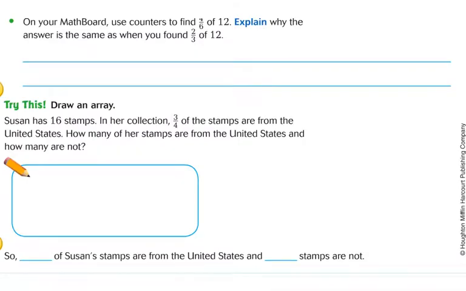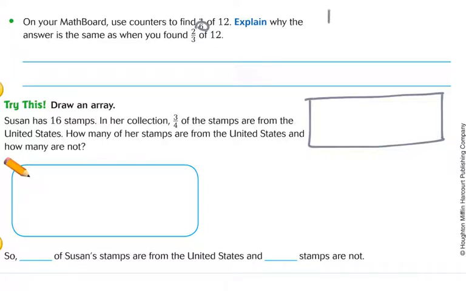Next, it says on your math board, use the counters to find 4/6 of 12. Explain why the answer is the same that we found for 2/3 of 12. So boys and girls, what we're going to do, again, is write on our side over here, and I'm going to mock up a little mini board. It says we have to find the amount of 12. So this time we are going to make not 3 rows, but 6 rows. And why we're using 6 rows is because the fraction's denominator 6 is there.